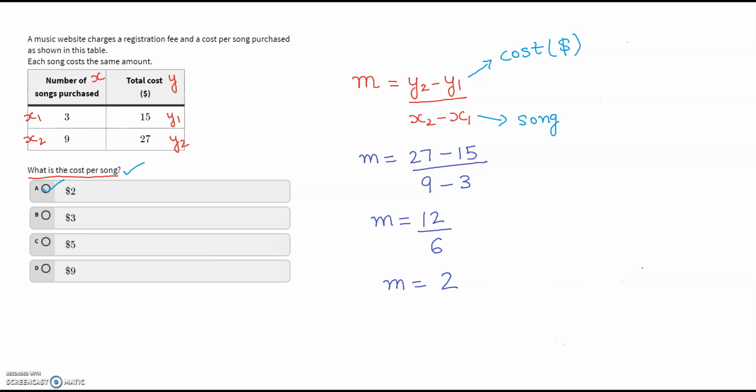That's how you can find the slope. When the table of values is given, you can label it and then write the formula down, substitute the numbers, solve it, get the final answer for slope.